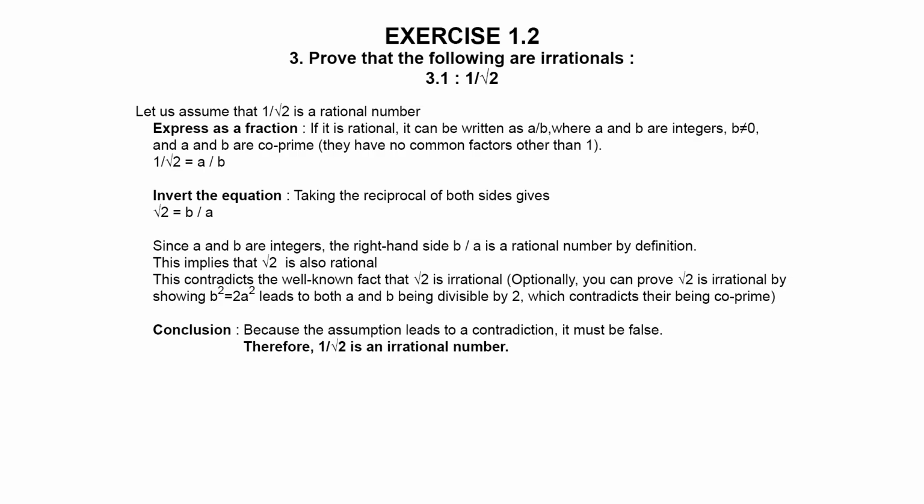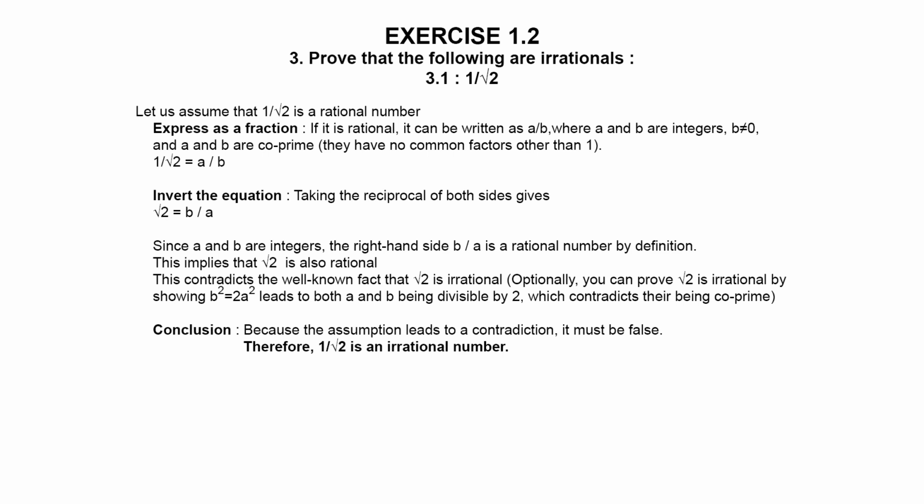1/√2 = a/b. Invert the equation, taking the reciprocal of both sides, gives √2 = b/a. Since a and b are integers, the right-hand side, b/a, is a rational number by definition. This implies that √2 is also rational. This contradicts the well-known fact that √2 is irrational.